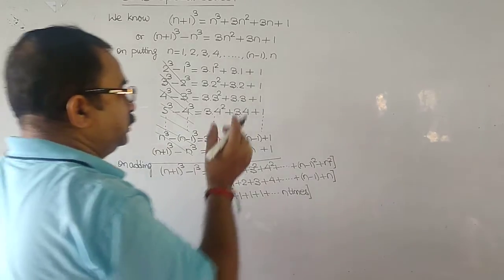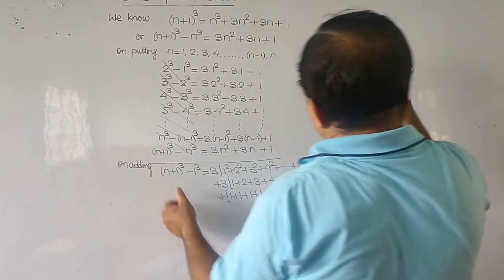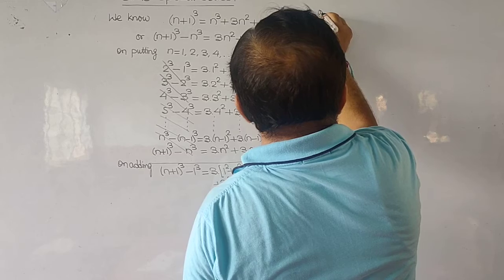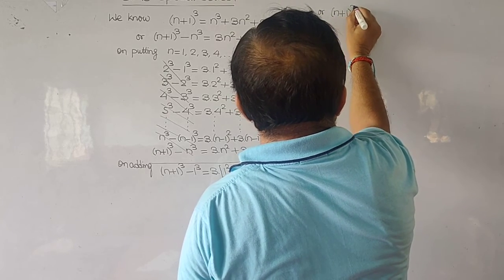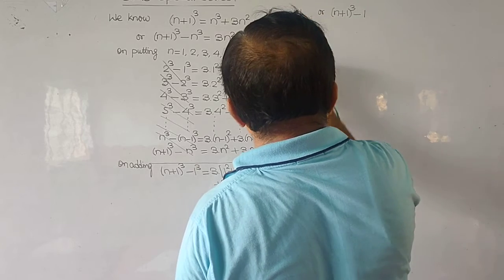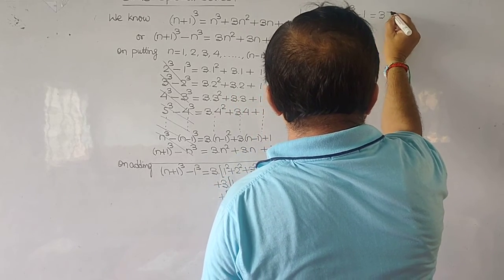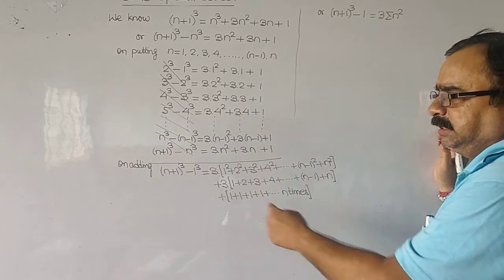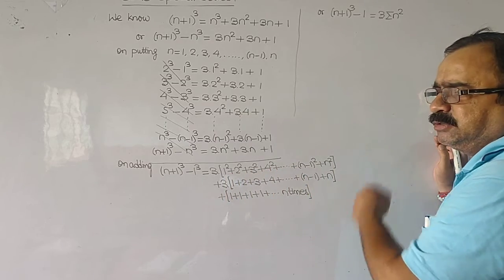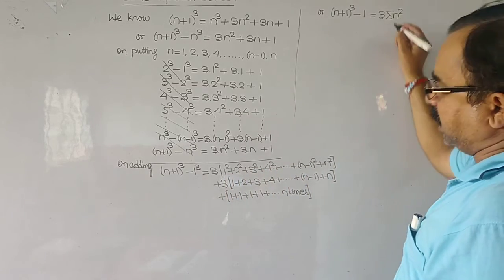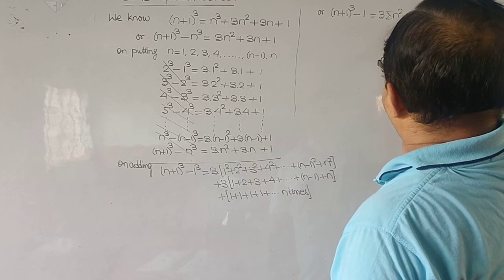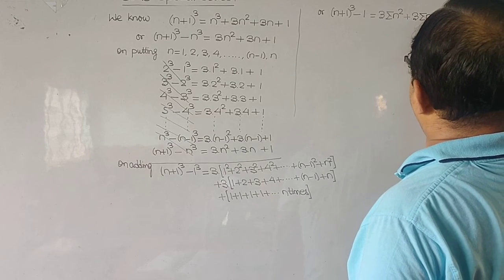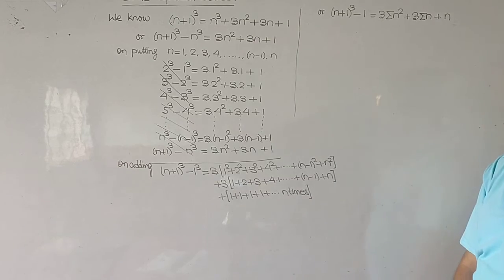See this? This is (n+1)^3, (n+1)^3 minus 1 cube means 1, equal to thrice this, which is summation of n square. You can identify this easily: sum of squares of first n natural numbers. This is summation of n square. This is summation of first n natural numbers, that is summation of n. Plus 1 plus 1 plus 1, n times, this will be n.